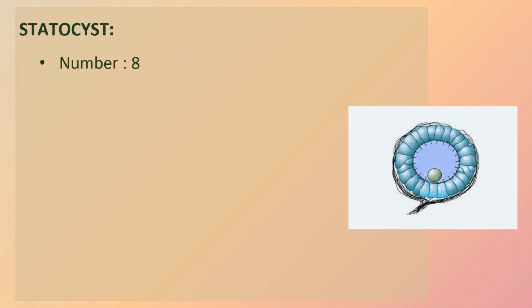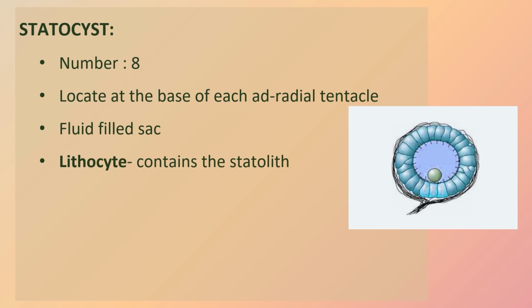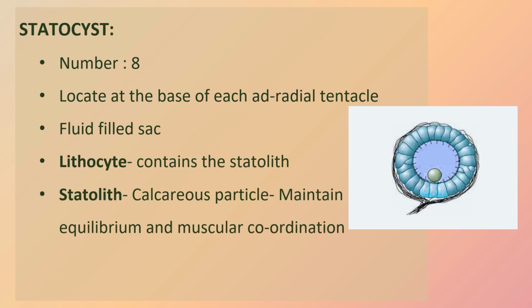Statocyst. Statocysts are 8 in number. They are located at the base of each radial tentacle. They have a fluid-filled sac. Statocyst consists of lithocyte and statolith. Lithocyte contains the statolith. Statolith is a calcareous particle that maintains equilibrium and muscular coordination. The statolith and lithocyte combined process fine sensory stimuli.